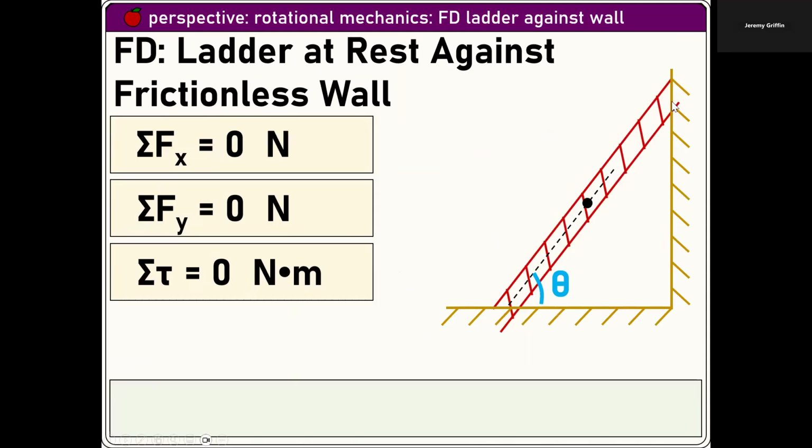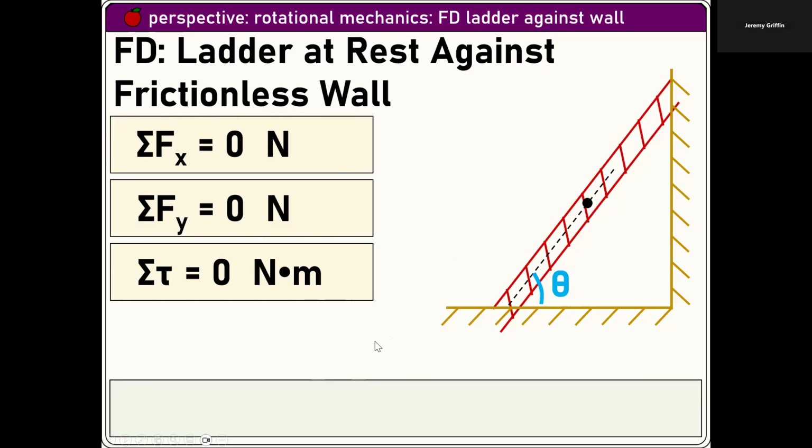So this ladder has some length. You can make it length L, and let's say it's a uniform ladder, so its center of mass is at the midway point. It's at some angle from the floor. Whatever theta pops up in the equation, it's relative to the floor. Okay, so here's your conditions. The x-axis forces go to 0, the y-axis forces go to 0, and the torque sums to 0.